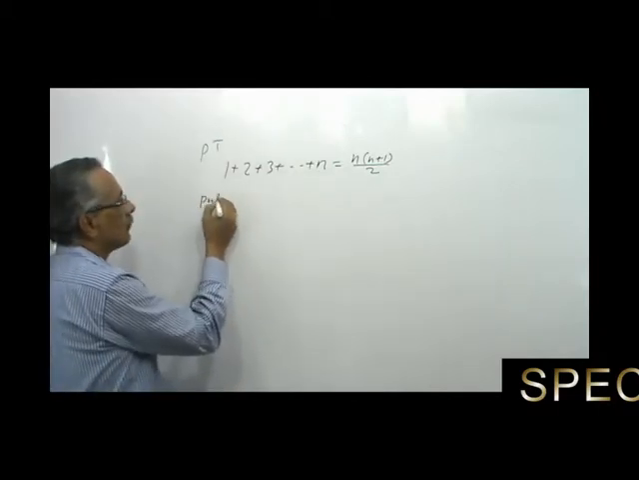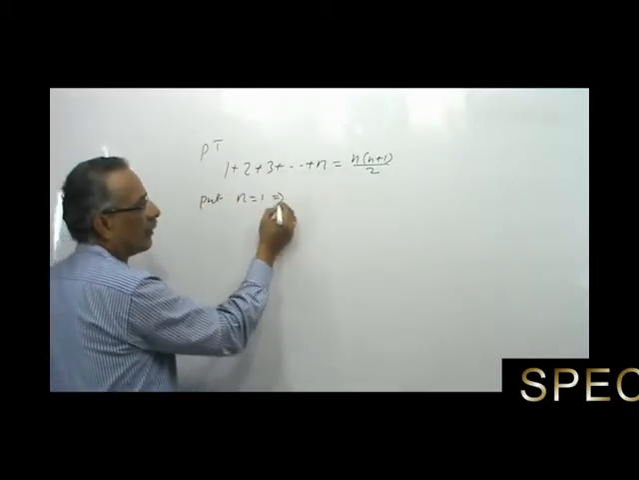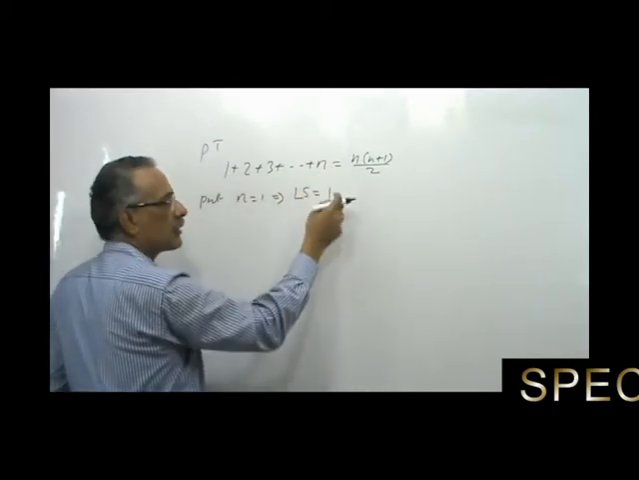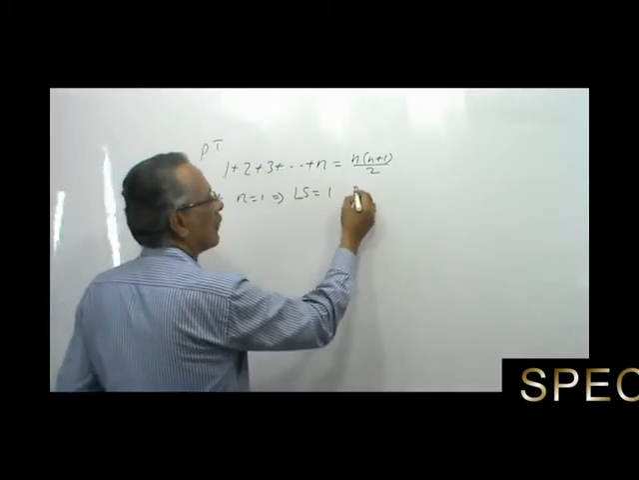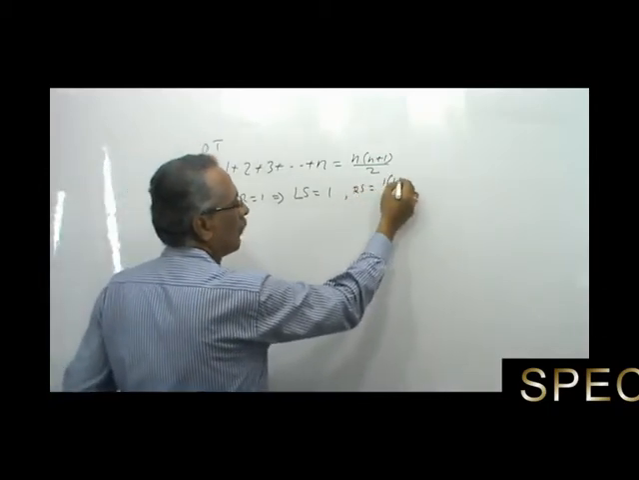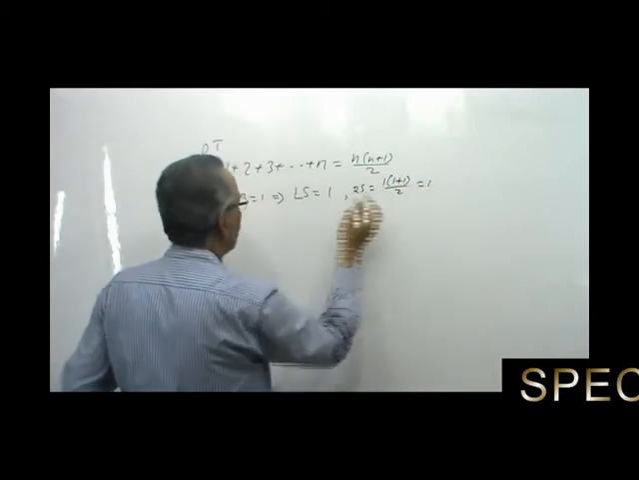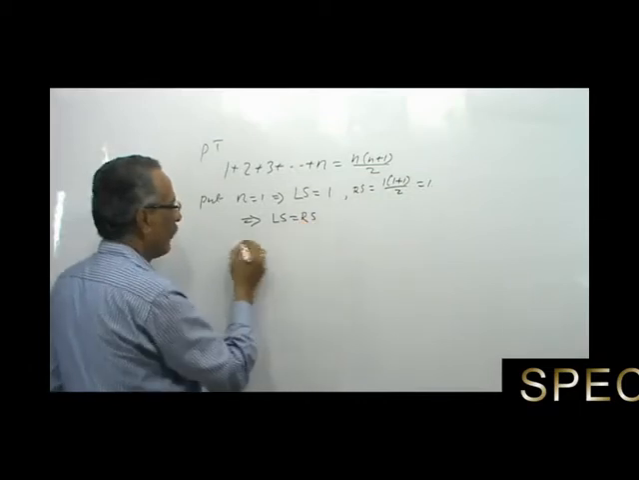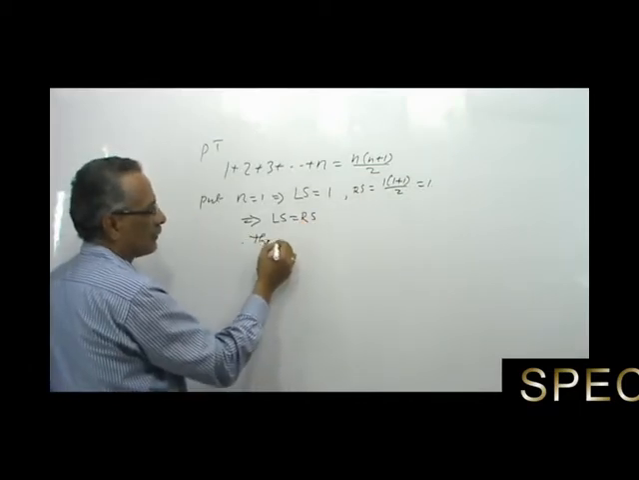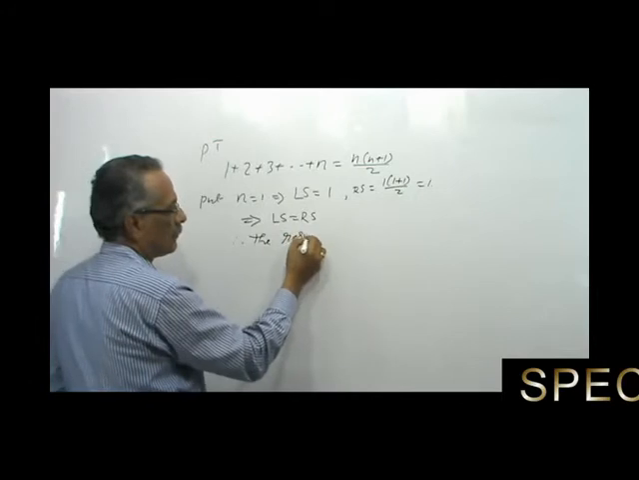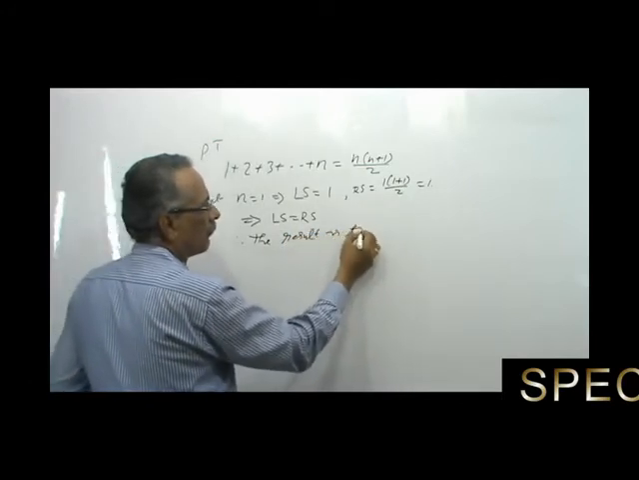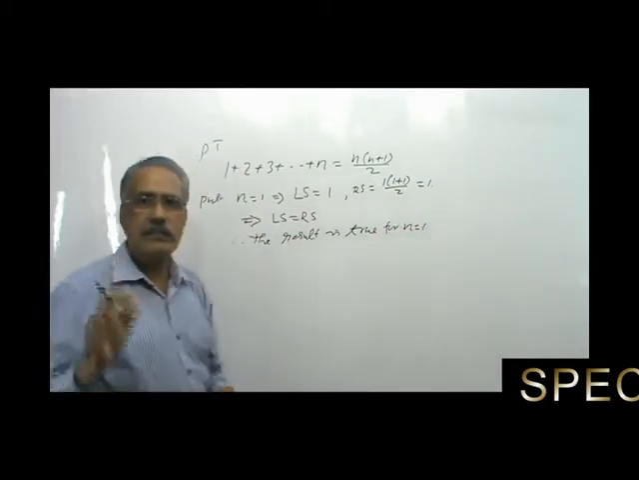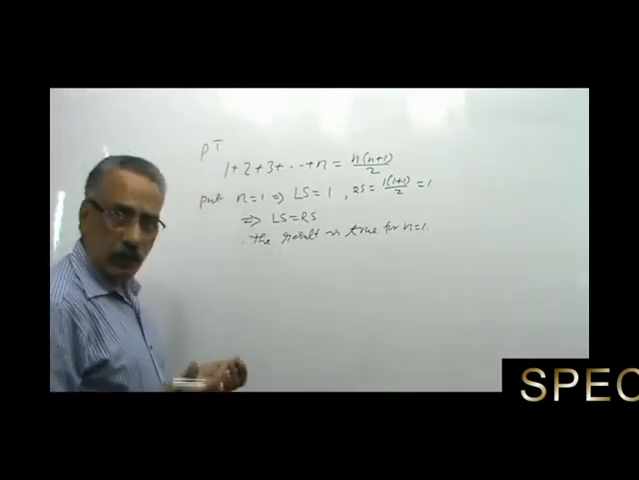First, put n is equal to 1. Left side is equal to 1. 1 plus 2 plus up to n is equal to 1, so 1. Right side is equal to 1 into 1 plus 1 by 2, that's also 1. What does it imply? It implies left side is equal to right side. Therefore, the result is true for n is equal to 1. That's the first statement.